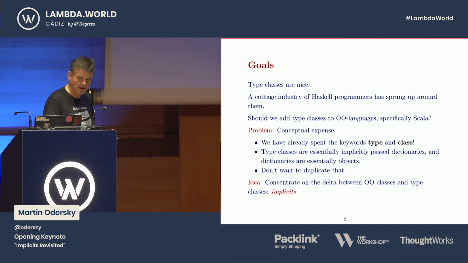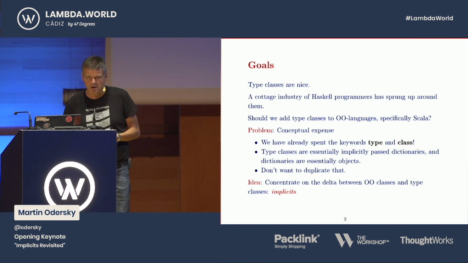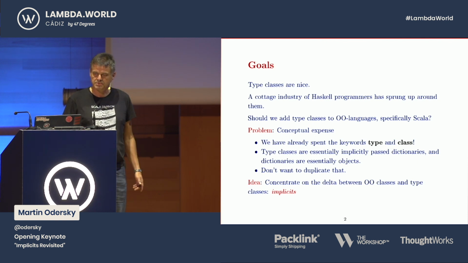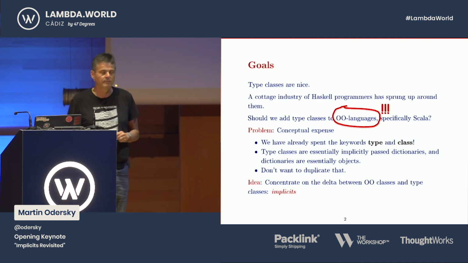The intro slide said, type classes are nice. A cottage industry of Haskell programmers has sprung up around them. Should we add them to object-oriented languages, specifically Scala? Object-oriented languages, so that's what Scala was at the time.